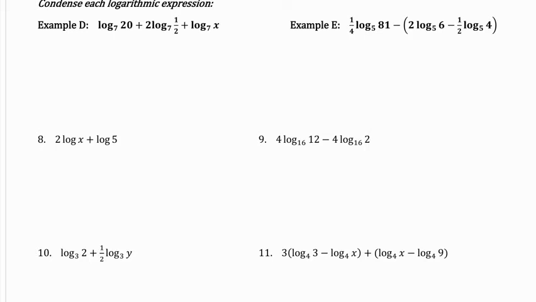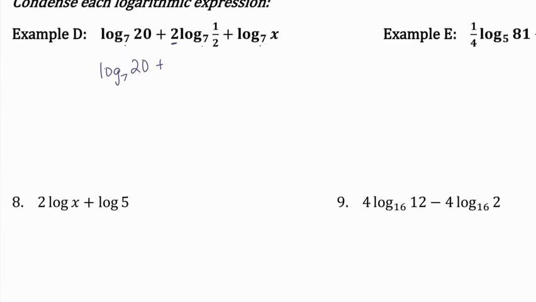Okay. So our first one here, all the same base. They're all log base 7. So that means I can use my properties. And I'm going to look first for any numbers in front because I know that will make an exponent. So here I've got a 2 out in front, so I'm going to deal with that part first. So this would be still log base 7 of 20 plus, I'm going to put that 2 as an exponent. So that would become log base 7 of 1/2 squared plus log base 7 of x.